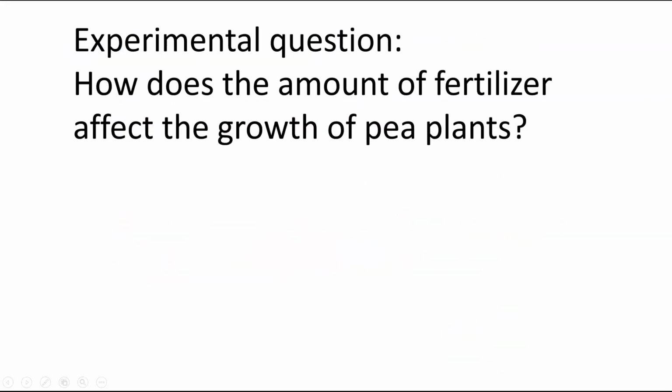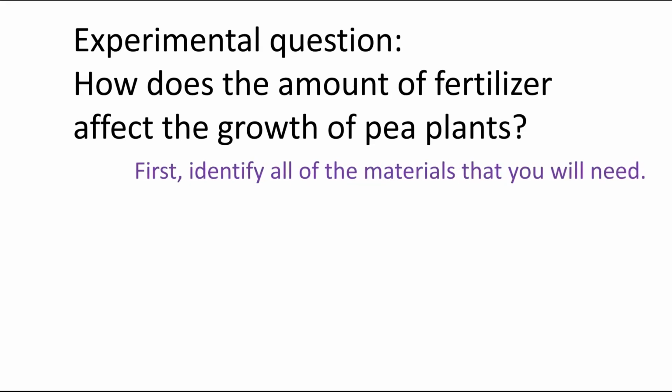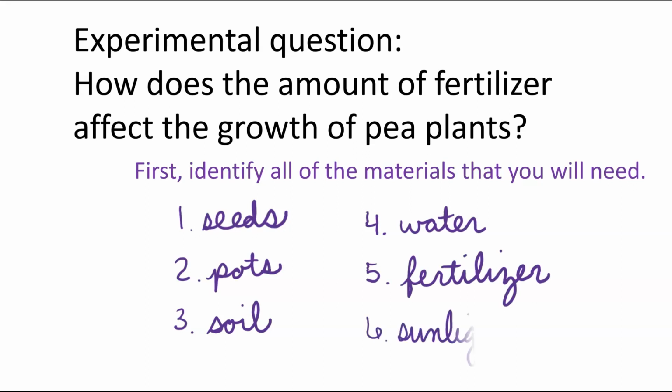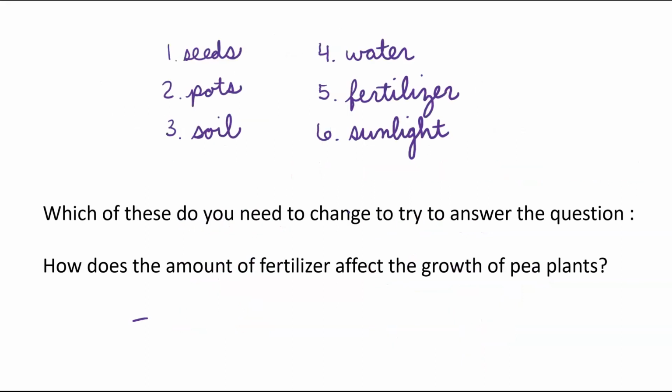Let's consider the experimental question. How does the amount of fertilizer affect the growth of pea plants? First, identify all of the materials that you will need to do this experiment. You'll need seeds, pots, soil, water, fertilizer, and sunlight. All of these things are required to grow plants.